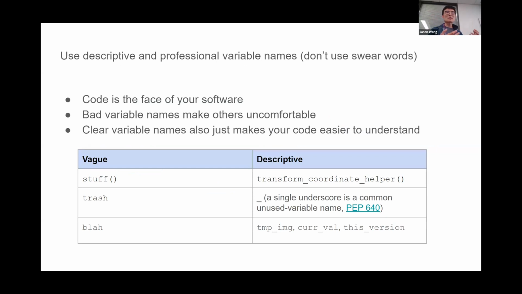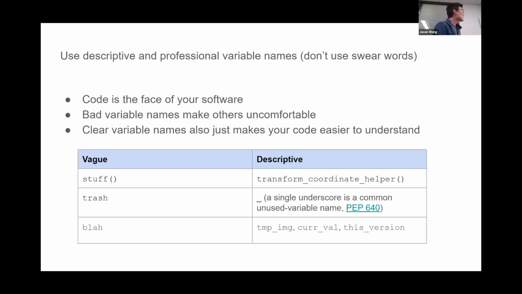So code is kind of the face of your software, right? It's like if someone were reading your paper, would you be putting swear words in your paper? Or other kinds of offhand comments? When you're publishing your code, that's what people see. Bad variable names can make other people feel uncomfortable, and in general, clear variable names make your code easier to understand. Sometimes it's just easy to write something that's not so great of a variable name just because it's vague and you don't have to think about it.